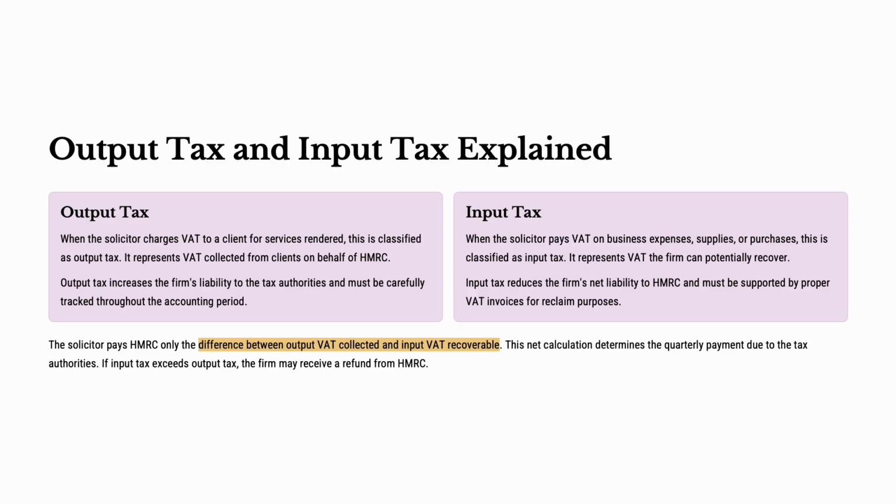So let's start simple. Output tax is VAT the solicitor charges the client. Input tax is VAT the solicitor pays the supplier. At the end of the VAT period, the solicitor pays the difference to HMRC. So think of it as a balancing act: what you collect minus what you have already paid out. The exam often tries to blur these, so keep them separate in your head. So we need to understand what they are.